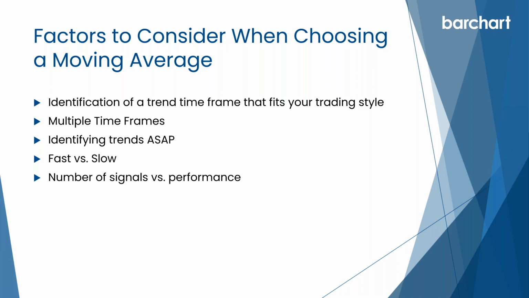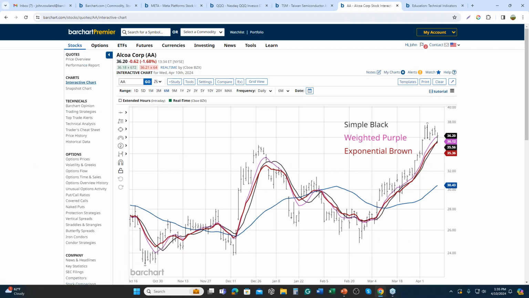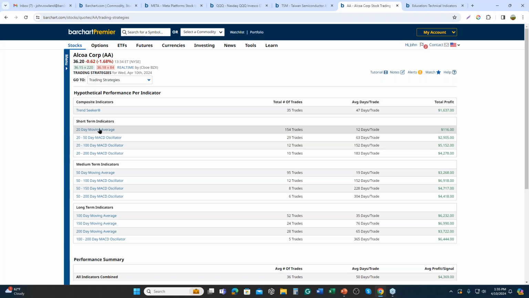So in Barchart, one of the cool features that we have, if I go into where it says trading strategies, here you can see we have a lot of those different types of moving averages, those common ones, 20-day moving, 50-day, 100, 200-day, and also some very common crossovers as well. So what is nice about this is really a way how you can hone in on what types of moving averages you want to use. For instance, if you're a short-term trader or if you're a long-term trader.